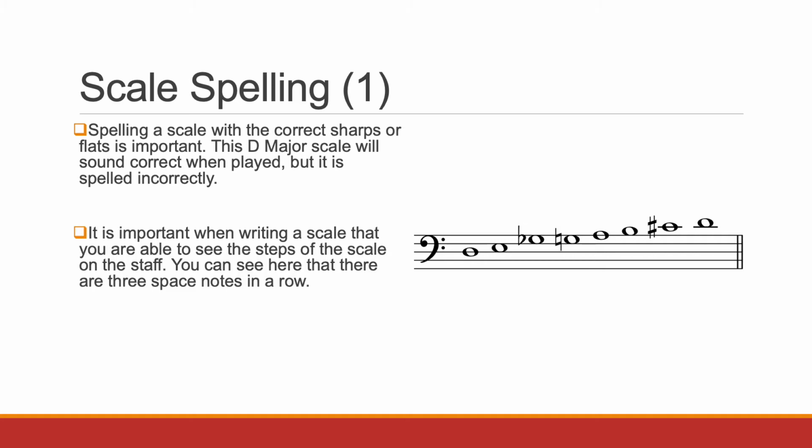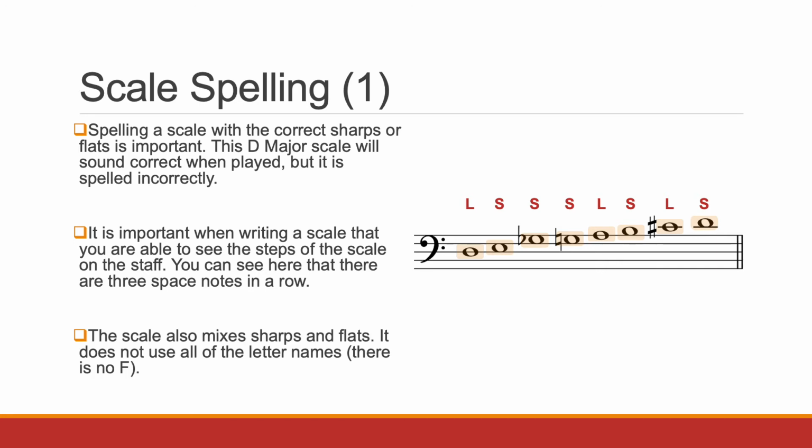It is important when writing a scale that you are able to see the steps of the scale on the staff. You can see here that there are 3 space notes in a row. So if we go through the lines and spaces, we can see it's line, space, space, space, line, space, line, space. The scale also mixes sharps and flats. It does not use all of the letter names, and there is no F.